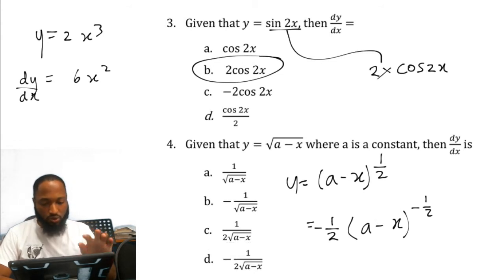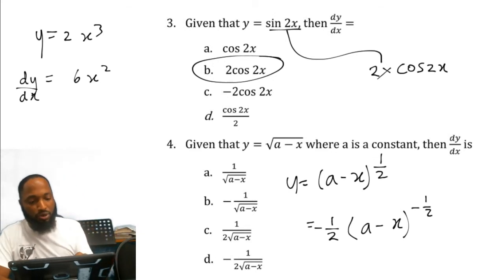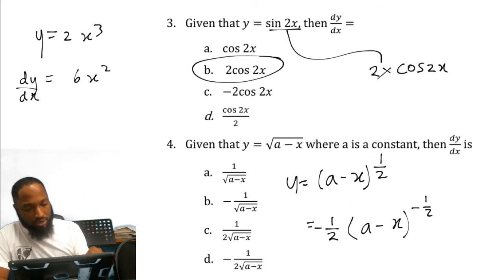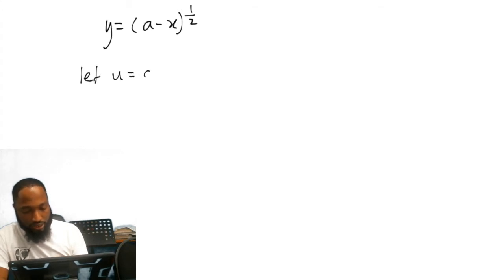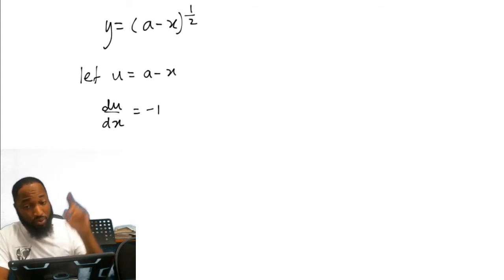So, tell me in the chat if you understand that. Do you want me to do the chain rule method? Alright, let me do the chain rule method. We have y equal to a minus x to the power of a half. Let u be equal to a minus x, so du dx is equal to negative 1. Now I expect you know how to differentiate here. Don't make this mistake in the exam.